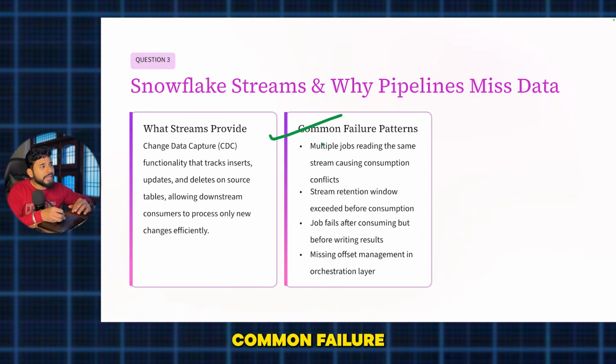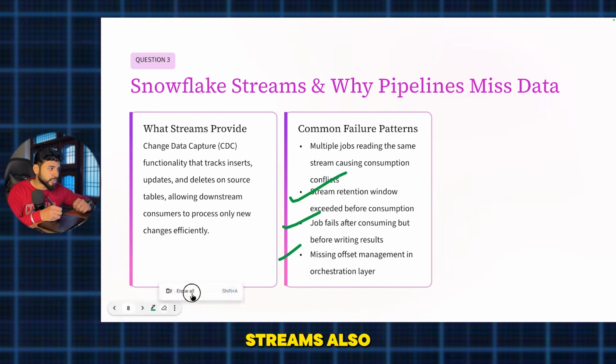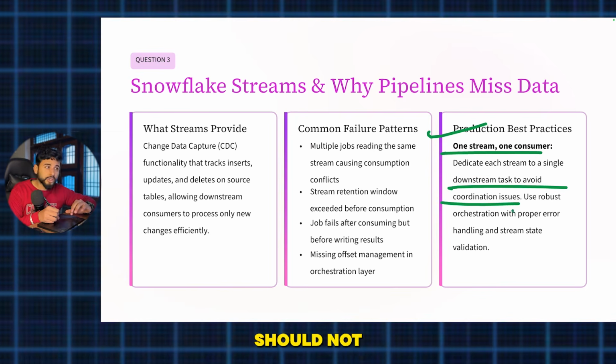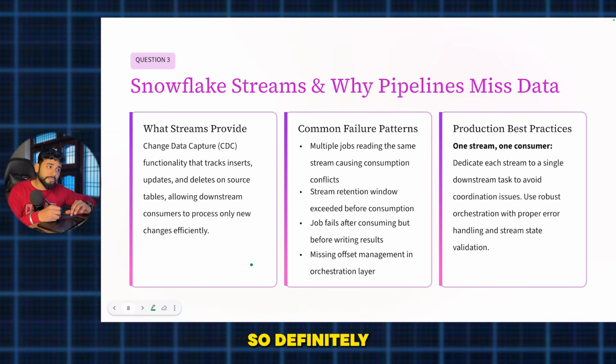Next, common failure patterns. Multiple jobs reading the same stream consumption can conflict, so you have to plan the streams very well. Next thing, stream retention. You have to learn about streams to understand this, and we have covered all those things in Snowflake. Production best practice: one stream, one consumer. Every time you set up a pipeline, one downstream should have only one stream job. You should not set up multiple streams, to avoid coordination issues and conflicts, and robust orchestration should be there. This is the rule: one stream, one consumer. That is how you have to set it up.